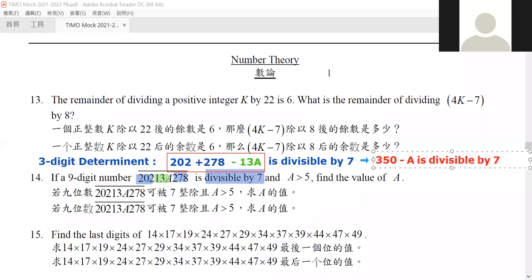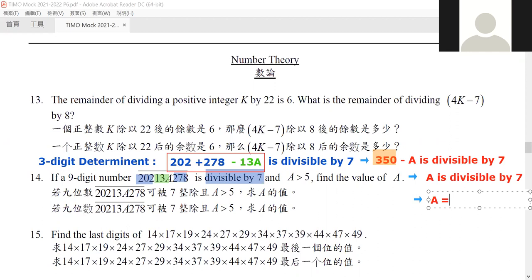But this is strange, right? Because 313 is divisible by 7 all by itself. So the only possible way for it to also be divisible by 7 is that our A is also divisible by 7. Then since A is divisible by 7 and A is greater than 5, A must be equal to 7. So this is our answer.